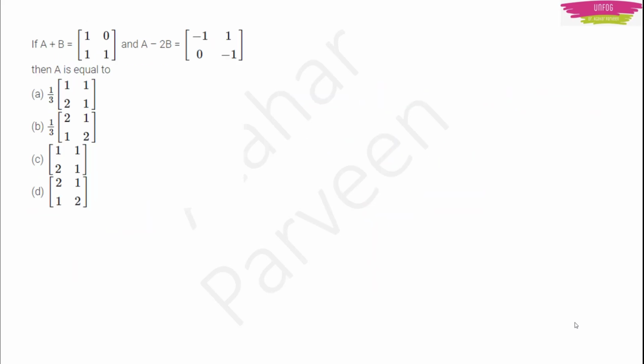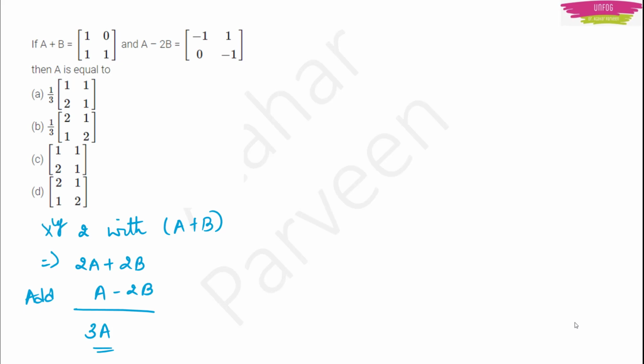Okay, next question. Similar type of question. Here one thing is that there you had only single B in one matrix. Here you have two equations. In left hand side you have A plus B for one matrix and A minus 2B for another matrix. You have to find A only here also. What you do here? First you multiply 2 with the A plus B. Now you add 2A plus 2B with the A minus 2B.